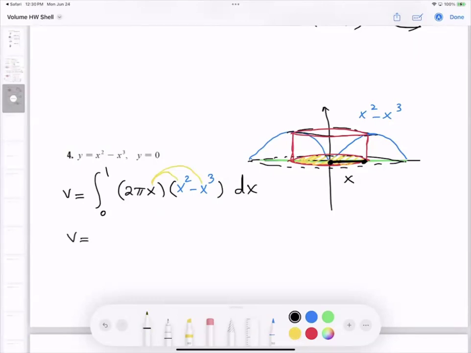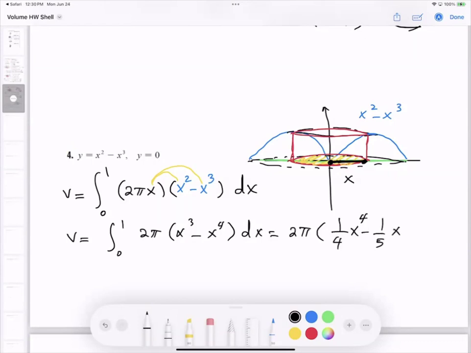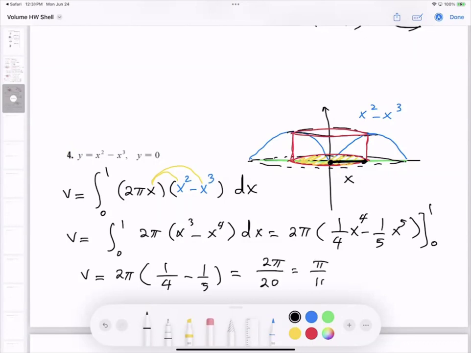So the volume is equal to the definite integral 0 to 1, 2 pi times x cubed minus x to the 4th dx, which is 2 pi times 1/4 x to the 4th minus 1/5 x to the 5th from 0 to 1. So the volume is equal to 2 pi times, if you plug in 1, you get 1/4 minus 1/5. The other guy is just 0, so you get 2 pi divided by 20, or pi over 10.